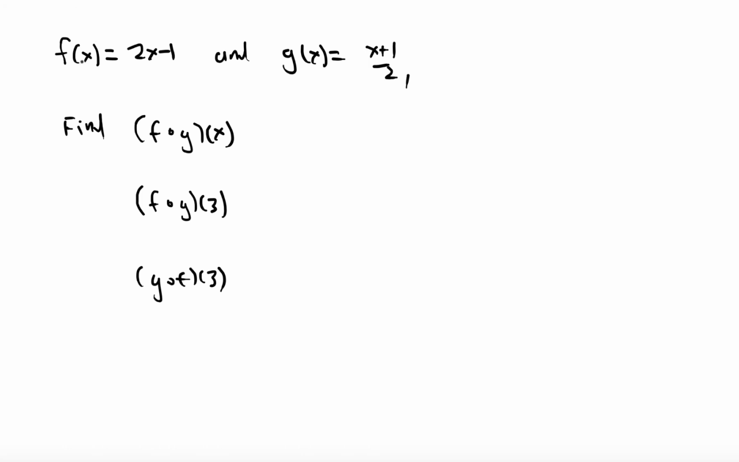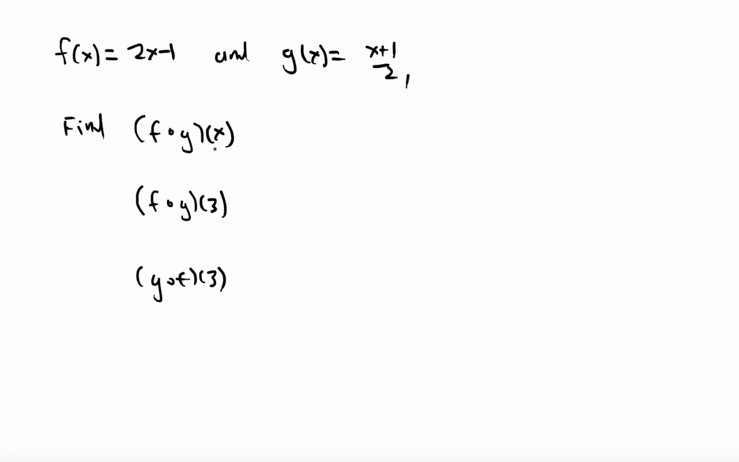Here we have f of x equals 2x minus 1, and g of x equals (x plus 1) over 2. We want to find f of g of x, and then we want to find these other two remaining questions here: f of g of 3 and g of f of 3. The first one requires us to just plug one function into the other.